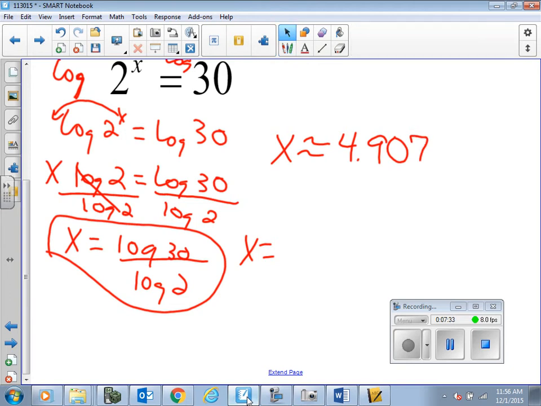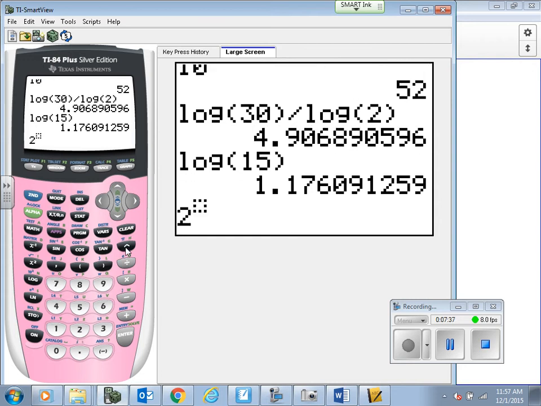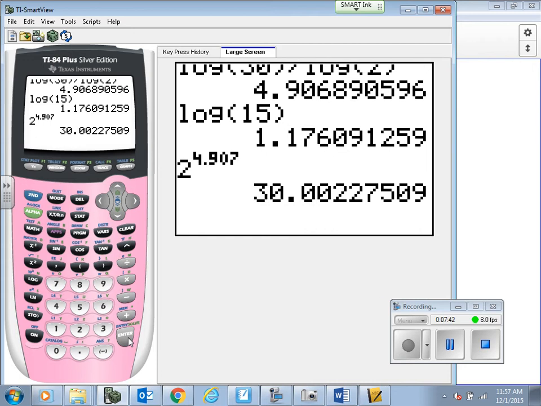Yeah. Now, look what happens if I go back in the calculator and I do 2 to the 4.907, look what you get. Now, why do you think you don't get exactly 30? Because we were trying to find what exponent, 2 to what exponent would give me 30. If you put 4.907, why don't we get 30? Because it's not exactly that. That's right, we estimated that.